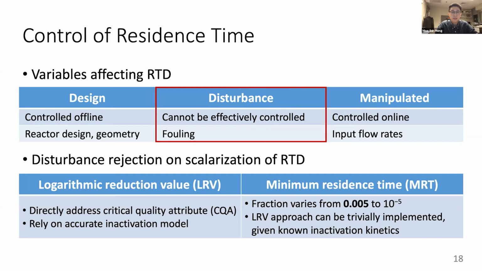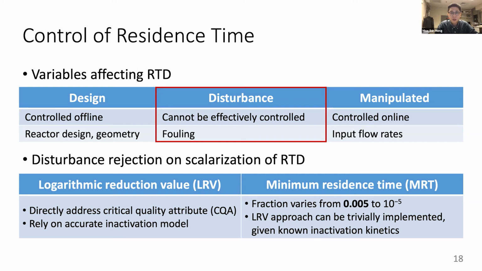And because the residence time distribution is infinite dimensional, it is impossible to completely reject a disturbance with scalar manipulated variables. So this has to be done on a scalarization of the residence time distribution. One scalarization is a logarithmic reduction value approach, where a nonlinear model is used to relate the residence time distribution to the scalar logarithmic reduction value. And this approach directly addresses the critical quality attribute, but relies on an accurate inactivation model.